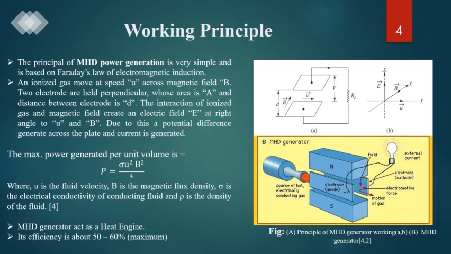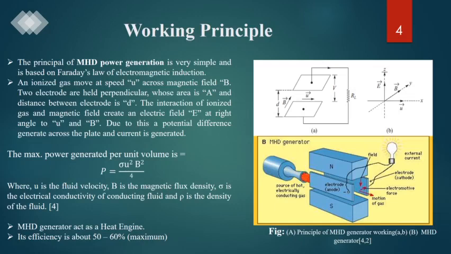Working principle of the magnetohydrodynamic generator. In this figure we see there are two electrodes, an upper electrode and a lower electrode. The area of each electrode is A, and the distance between the electrodes is d. The velocity of the ionized gas is u, B is the magnetic flux density, and V is the potential difference.